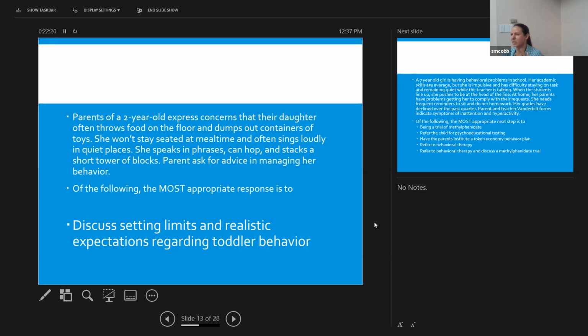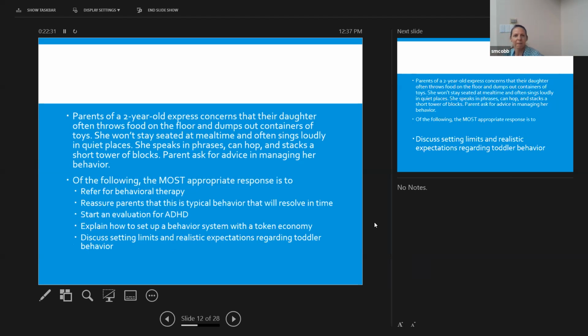If you think this sounds like a developmental kid, they've given me some milestones. First thing is, are they developing typically or not? Because that will help you weed out some of the other things. Because like on this one, behavioral therapy, start an evaluation for ADHD, they're sending you deep into developmental peds with that. Remember, it's a neurotypical 2-year-old, so we wouldn't think about any of those things.